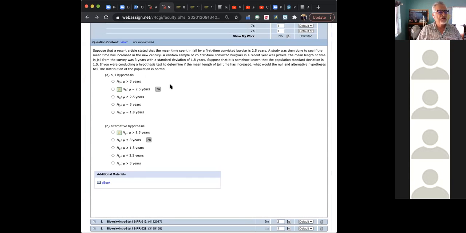Anyway. Suppose that a recent article stated that the mean time spent in jail by a first-time convicted burglar is 2.5 years. A study was then done to see if the mean time has increased in the new century. A random sample of 26 first-time convicted burglars in a recent year was picked. The mean length of time in jail from the survey was 3 years, with a standard deviation of 1.8 years. Suppose that it is somehow known that the population standard deviation is 1.5.